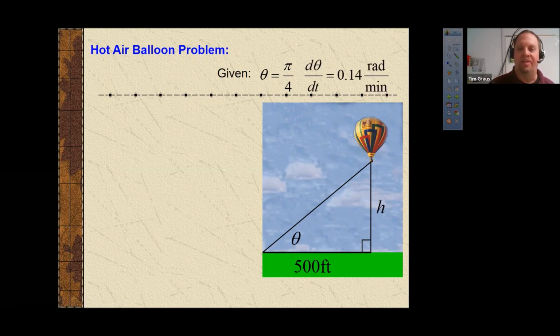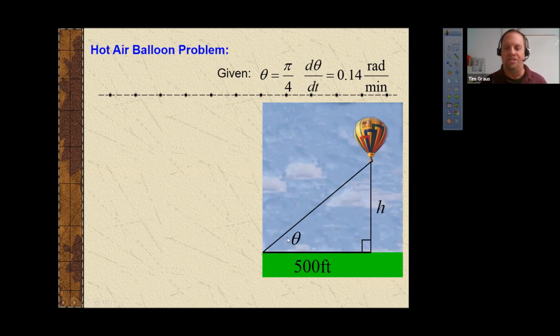Suppose we are also given that d theta dt equals 0.14 radians per minute. That is, that's the rate of change of this angle. We are increasing the angle that our neck has to be tilted at to follow the balloon as it goes up, and it's happening at 0.14 radians per minute. What I want to find is how fast the balloon is rising. That is, what is the change in height?